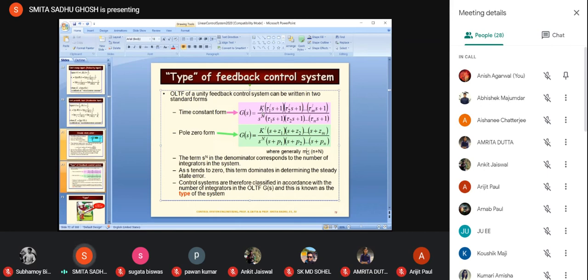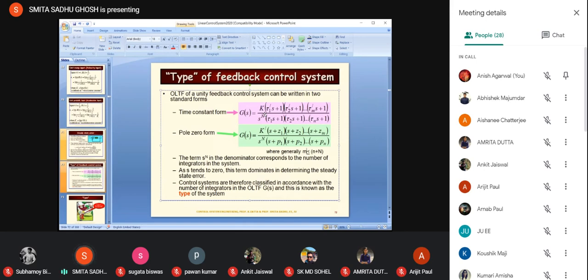We'll actually come to that in a moment. Now, type of the system, why type of the system? Because we will see that in error analysis, the number of integrators is of great interest to us, in the sense it is of importance as far as the calculation of the error constants and steady state errors are concerned. So that is why that importance has been given to the number of integrators present in the system, and we call the system type 0, type 1, or type 2 based on the number of integrators which are present in the system.